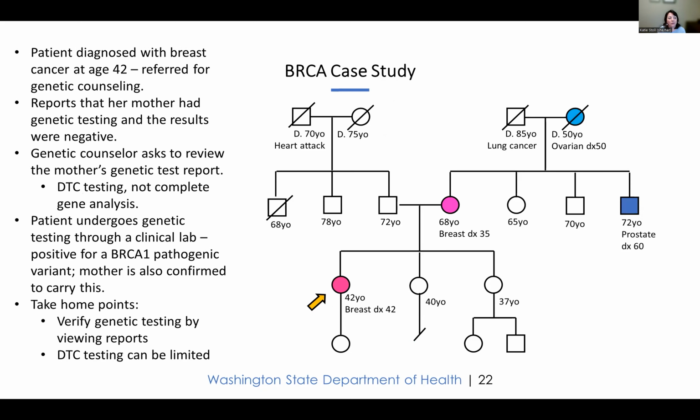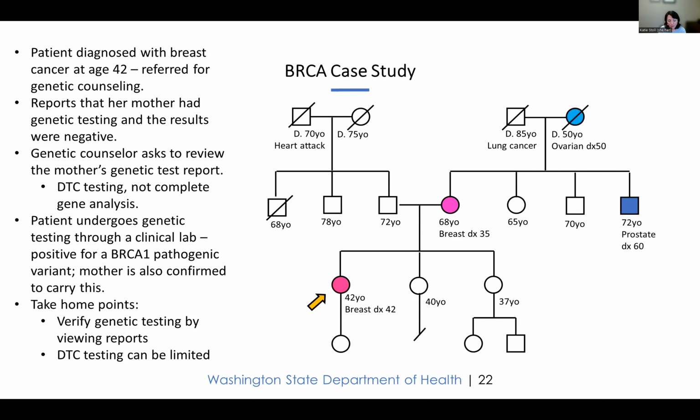Another case study. So in this family, a patient was diagnosed with breast cancer at age 42, was referred for genetic counseling, and at that time reported that her mother had had genetic testing and the results were negative. We asked to review these test results, and with the mother's permission, we were able to review the testing that was done, and it was recognized that the testing that had been completed was a direct-to-consumer test that was looking at only very select variants in the BRCA1 and BRCA2 genes. It was not a complete analysis.